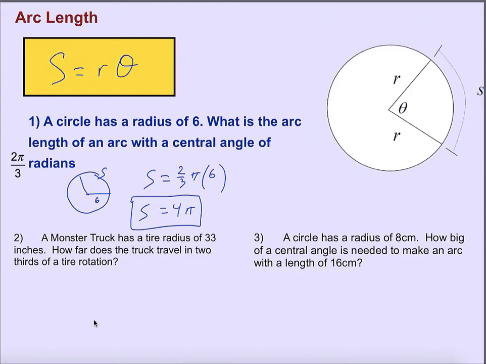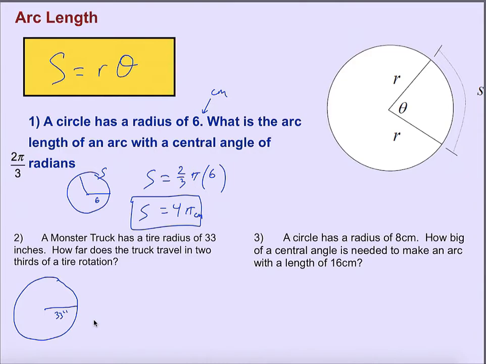If I had given you a unit of measure here, like centimeters, then that would have been the unit of measure of my answer, 4 pi centimeters. Make sure you're very careful about units here. Use whatever information they give you. So for number 2, a monster truck has a tire radius of 33 inches. How far does the truck travel in 2/3 of a tire rotation?